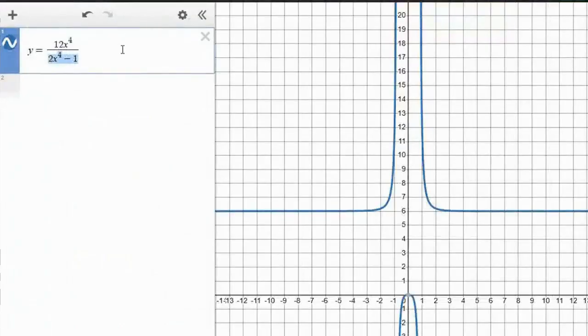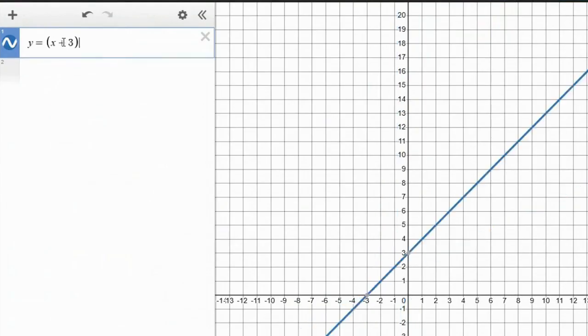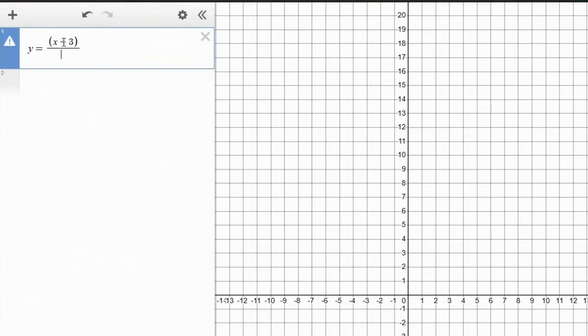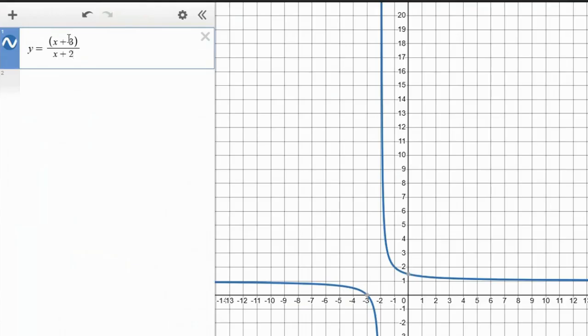X minus 3, divided by x plus 2. Okay, minus 3.